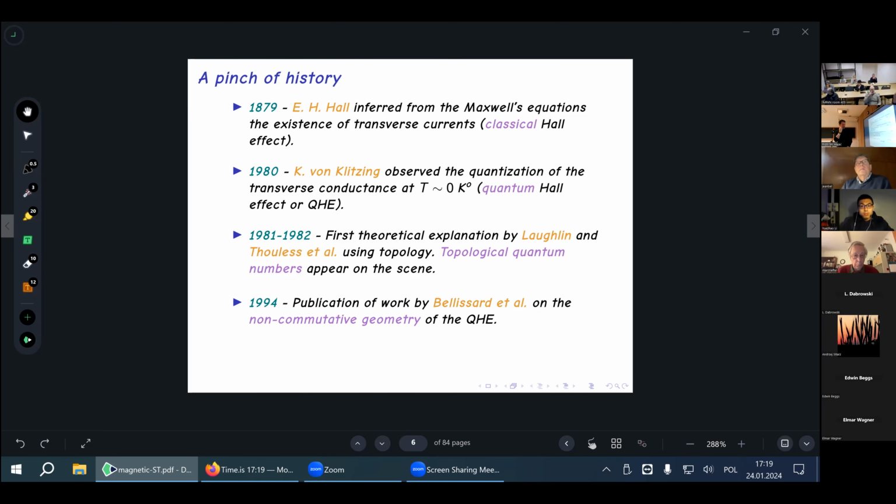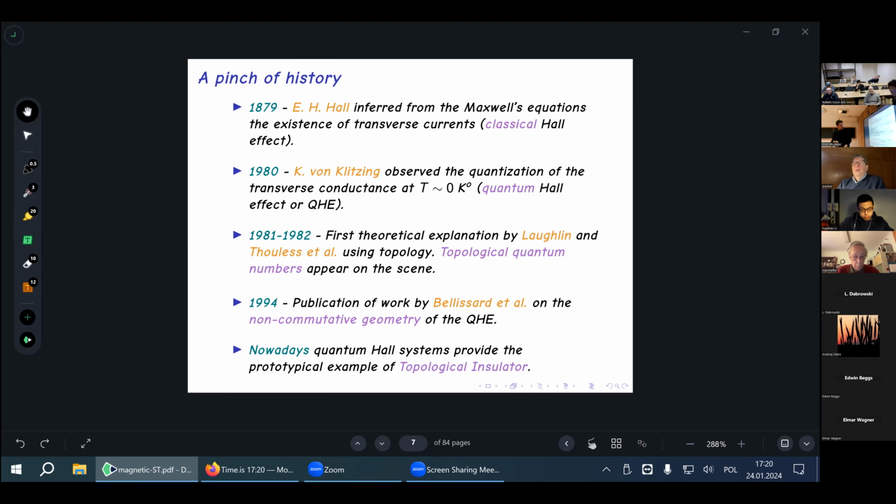And in 1994, this is the year in which Bellissard published his seminal paper on his business, which is the noncommutative geometry of the quantum Hall effect. Even though this is the date in which the paper was published, the studies were already done during the 80s.